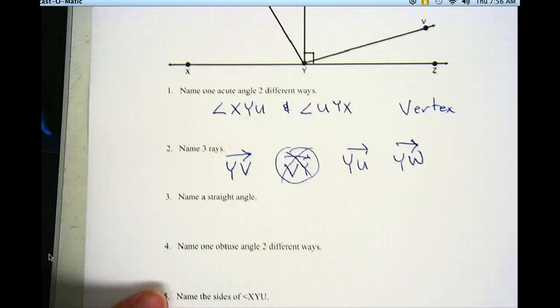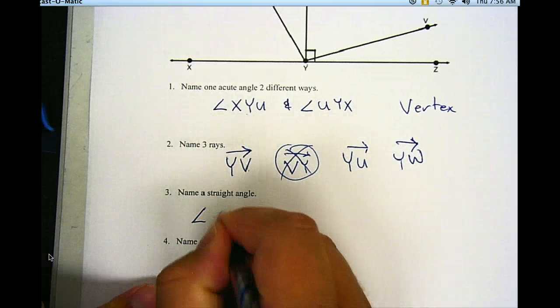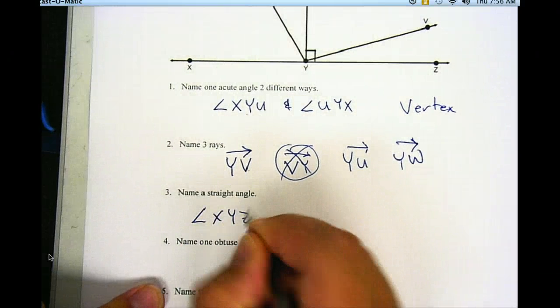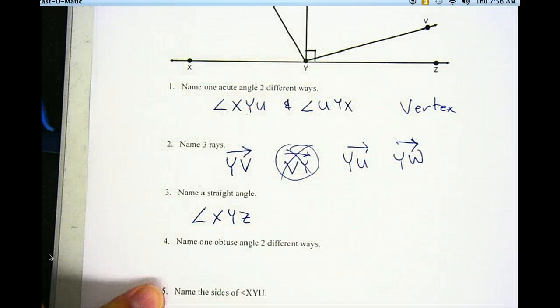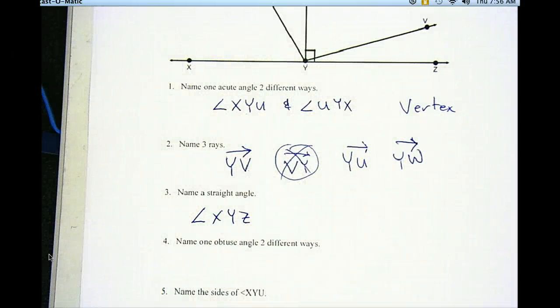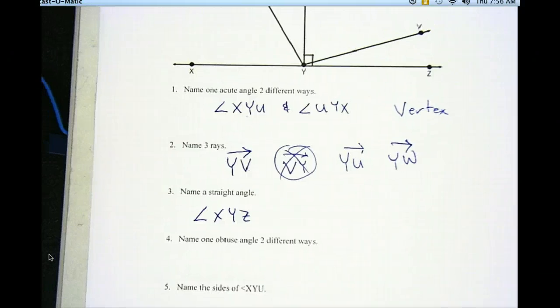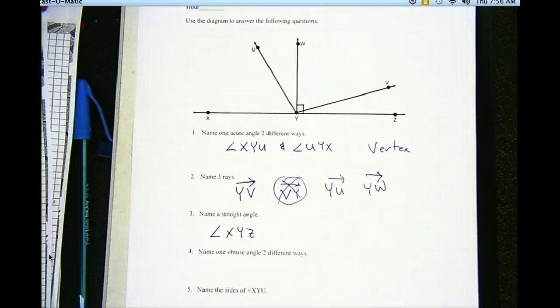Name a straight angle. That's just going to be angle x, y, z. A straight angle is going to make a straight line. So that would be that angle right there. I'm going to zoom out a little bit so you can see this whole page.